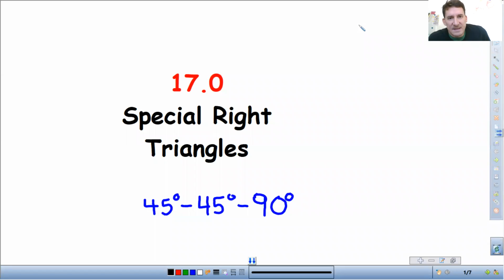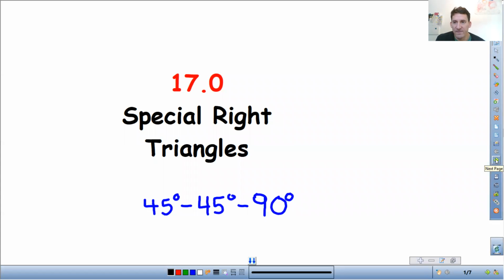All right, IM3 classes. Today we're talking about special right triangles. There are two types of special right triangles. There are 45, 45, 90 triangles, and there are 30, 60, 90 triangles. These are going to become very important later on when we get into something called the unit circle. That's when we get a little bit further into trig. So it's important that we review these things now, so that we have a good understanding and handle on special right triangles.